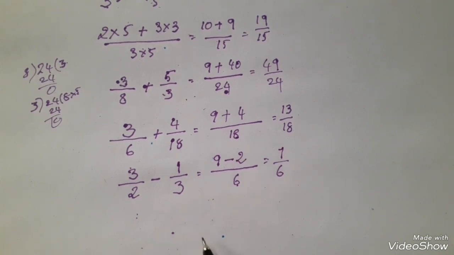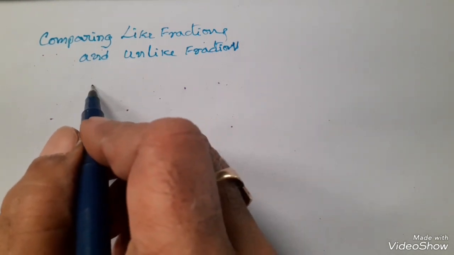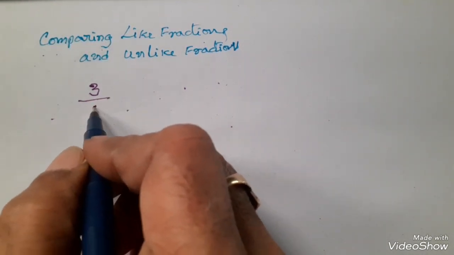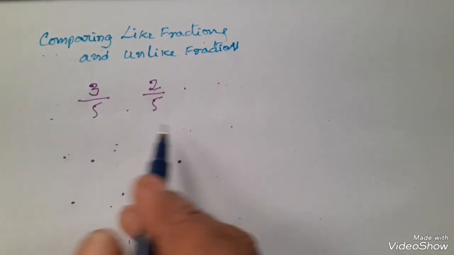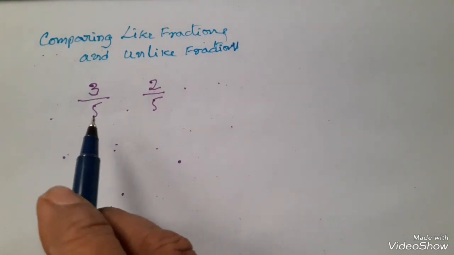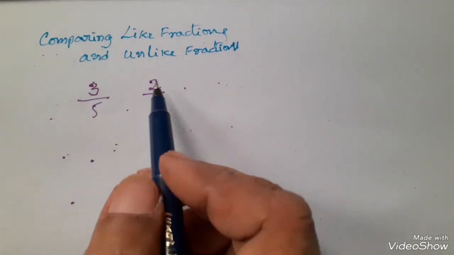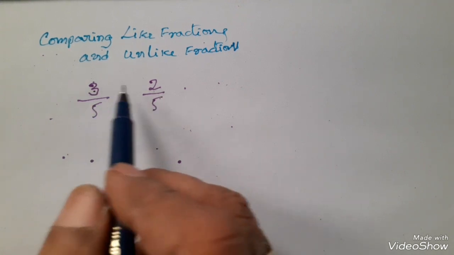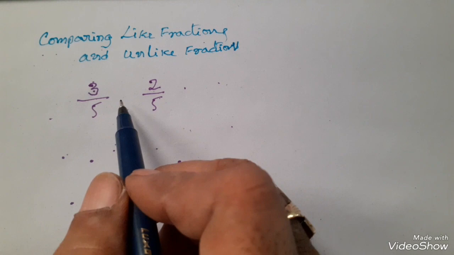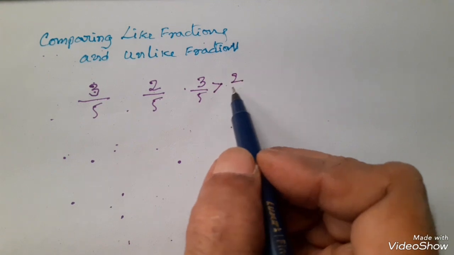Next, how to compare the fractions. Now how to compare like fractions and unlike fractions. Suppose you take 3 by 5 and 2 by 5. So these two are like fractions. So we can compare very easily when like fractions are given. Based on the numerator we can compare. Here 3 is greater than 2. So we can say 3 by 5 is greater than 2 by 5.